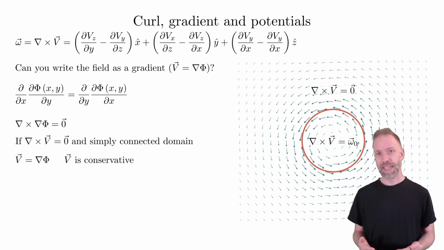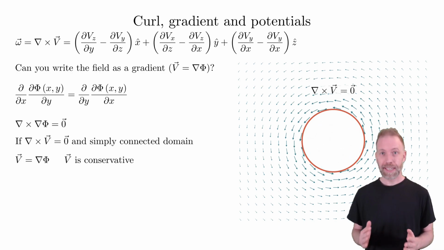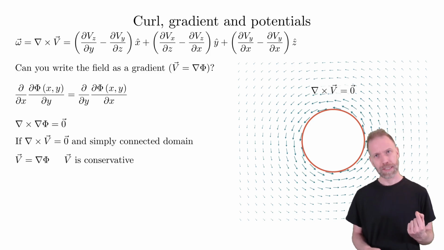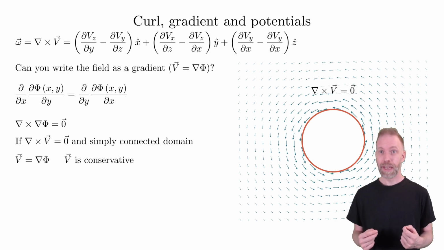Consider our previous field with the curl inside a circle. This is a rotating field, and we know that it cannot be written as a gradient, as you have curl in the center. But what if we delete the center from the domain? The field is still rotating, which means that we cannot write it as a gradient. But the rotation is zero everywhere inside the domain.